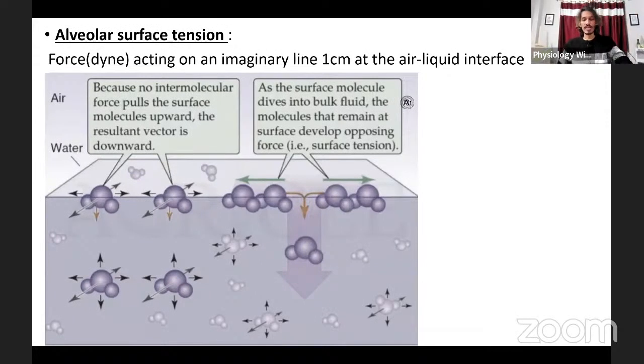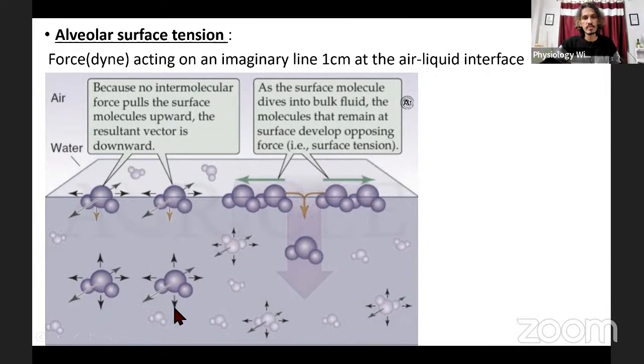Okay, now this is where we have to understand surface tension. We already told you about how surface tension was present. Now you can see here, surface tension is the force acting on an imaginary line 1 centimeter at the air-liquid interface. Now if you were to see over here, each of these molecules is being pulled on either side.